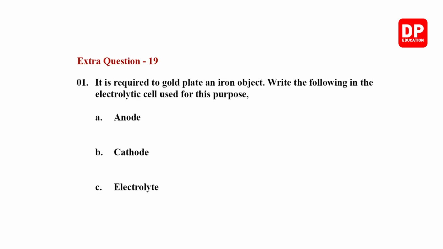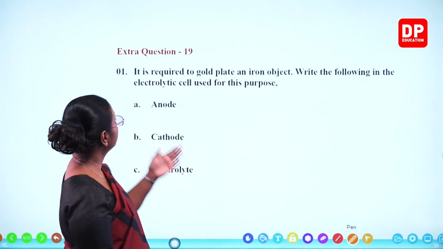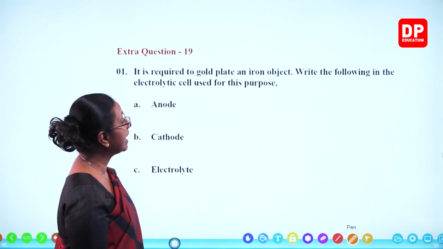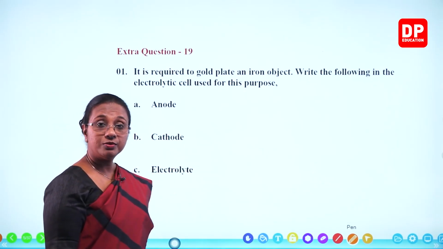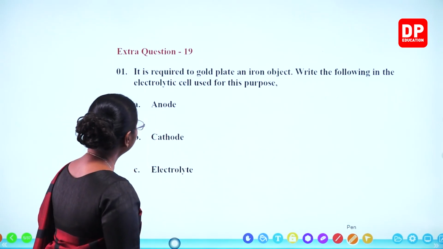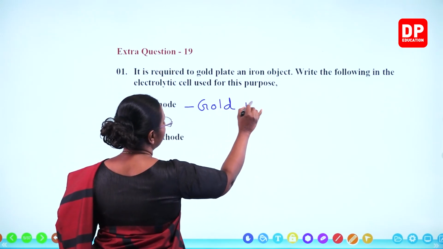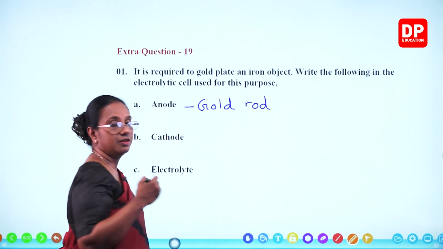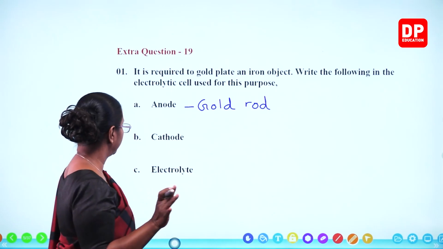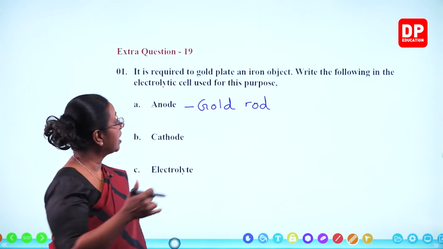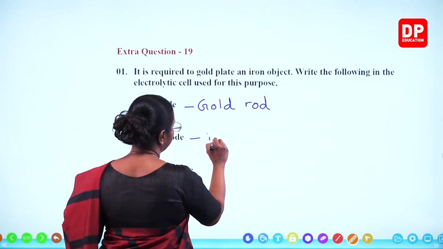Extra question 19. First one, it is required to gold plate an iron object. Write the following in the electrolytic cell used for this purpose. So if you are going to gold plate an iron object, how do you connect them? The anode has to be a gold rod or gold sheet. So it has to be the metal gold. And then the cathode is where you connect the iron object.